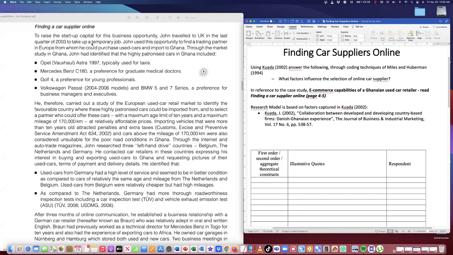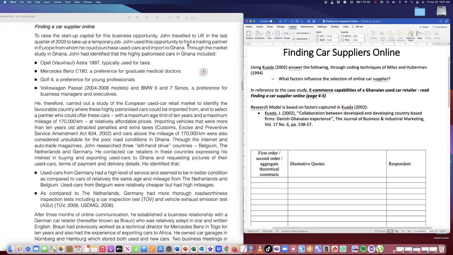To raise the capital for the business opportunity, John traveled to the UK in the last quarter of 2003 in a temporary job. Now, you can find so many things here, so let's take it away. To raise capital for the business opportunity is about selling cars. Is this statement directly valid to say how to select a car supplier online? Yes or no? No. Very good. So it's not valid. Remember, it has to be valid. It has to be exhaustive. It has to be what? Mutually exclusive. So let's go on.